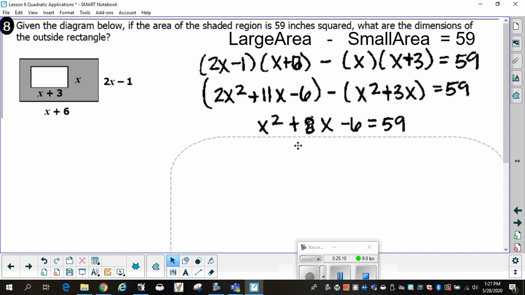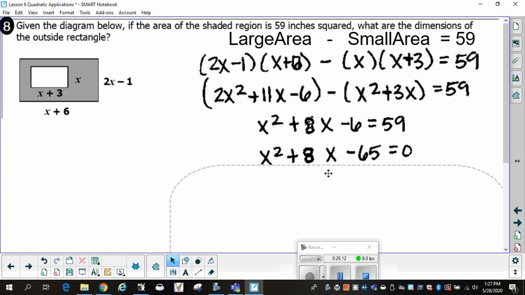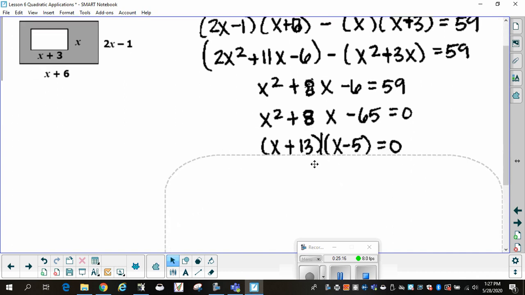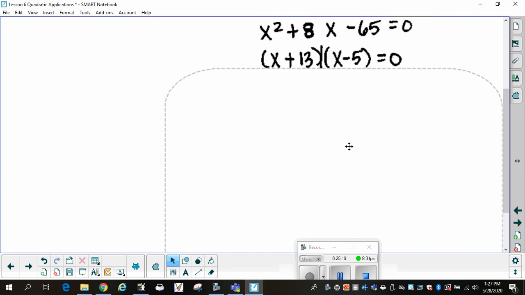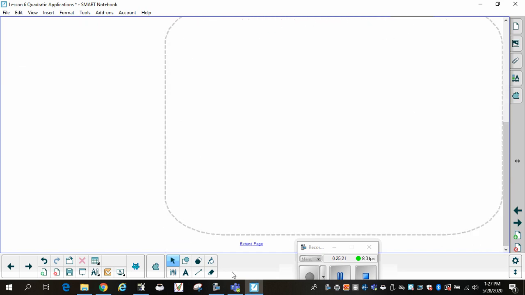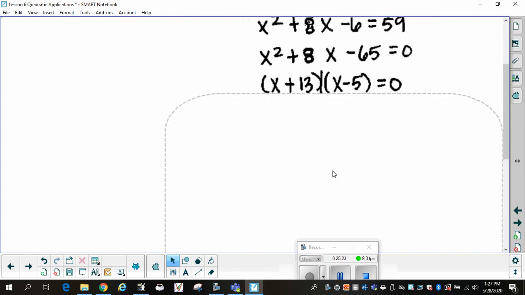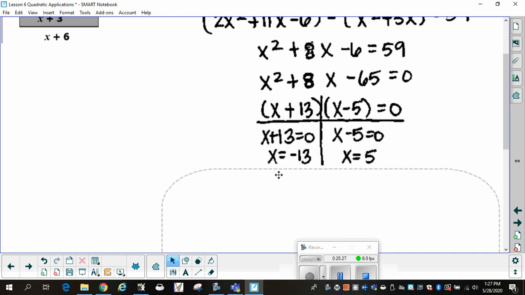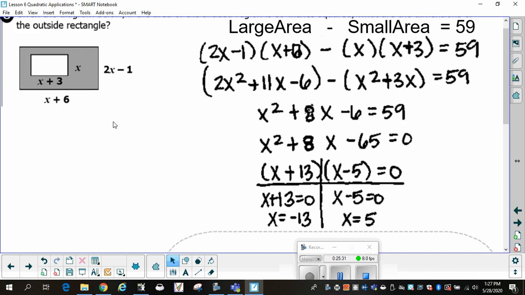Then I combine my like terms and set the equation equal to 0. Now I'm going to look to see, can I factor? And lo and behold, I can factor. Come down here, just extend that page, give me some space. I can factor. I wind up with x is negative 13 and x is 5. X can't be negative 13, so x must be 5. So 5 by 8.